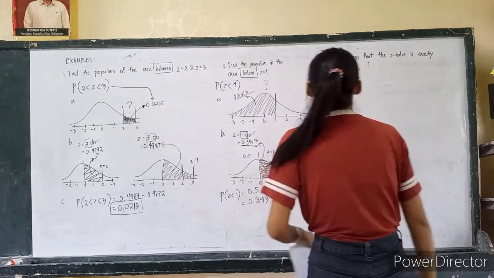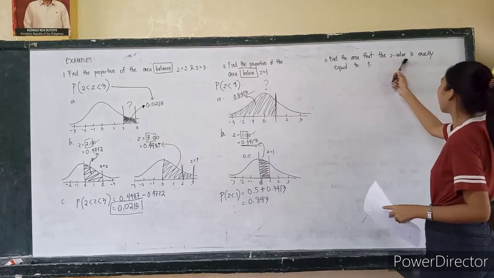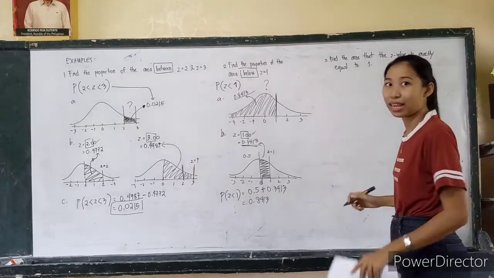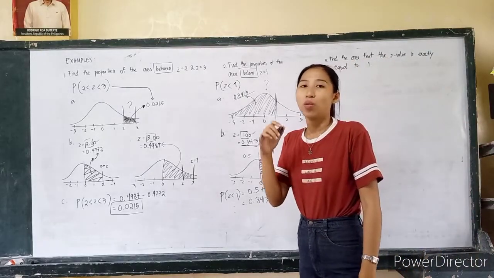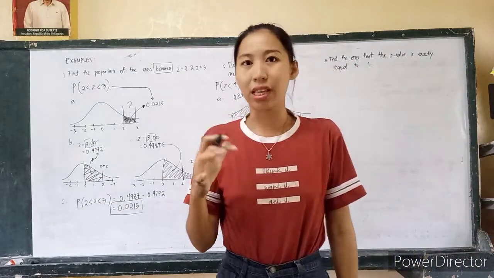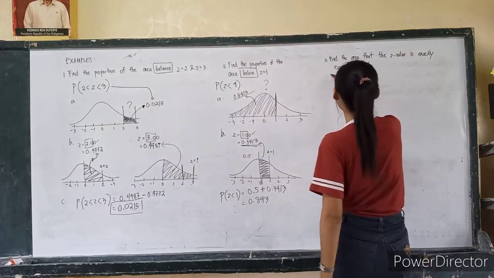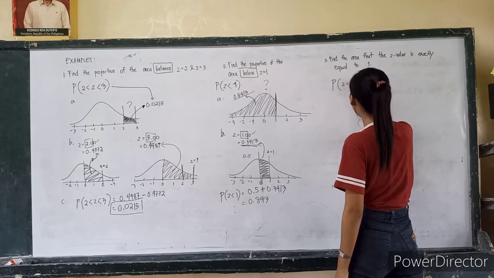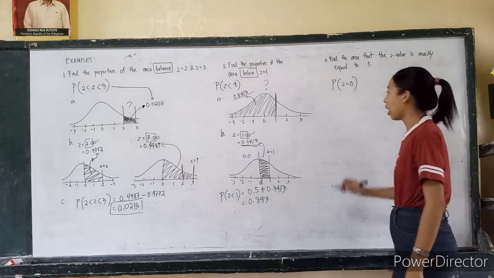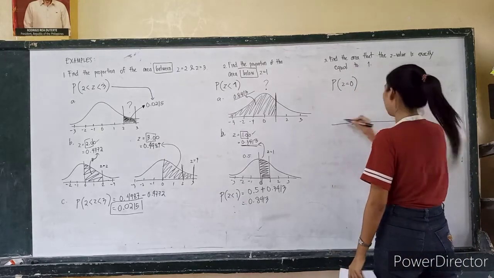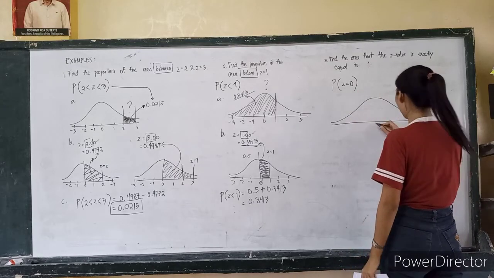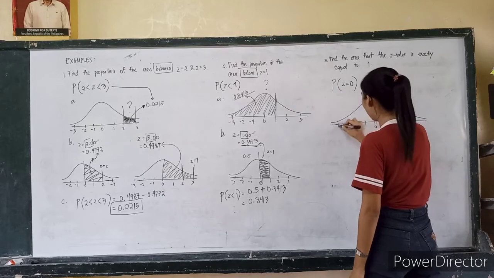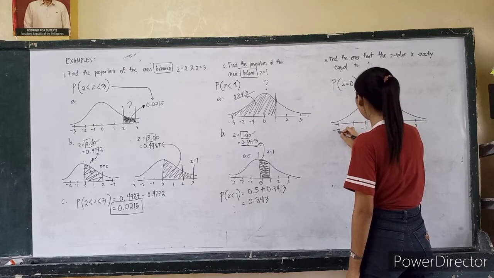Last one. Find the area where the z value is exactly equal to 1. Exactly equal to 1. What type of notation is this? It is the probability that z is equal to 1. If we draw it, the normal curve: this is 0, this is 1, this is 2, and 3, negative 1, negative 2, negative 3.